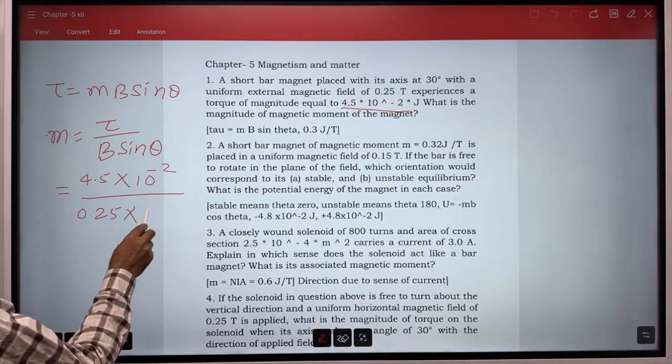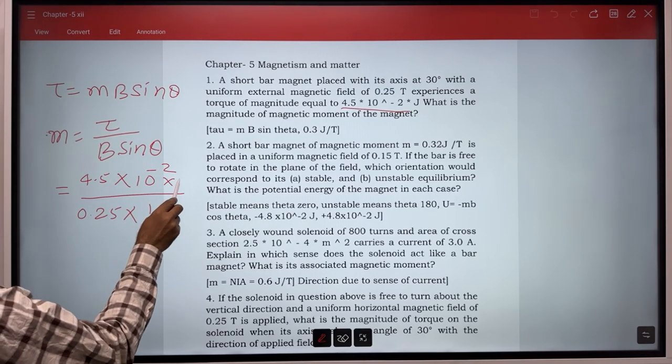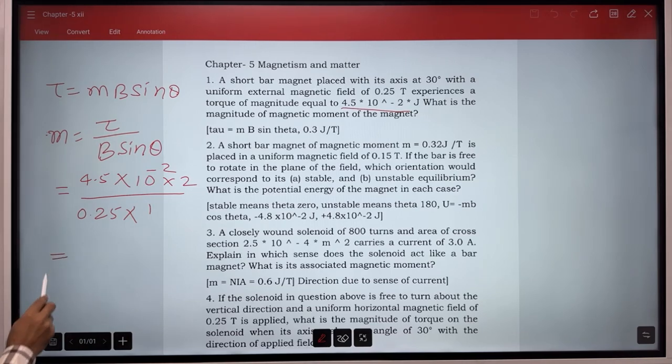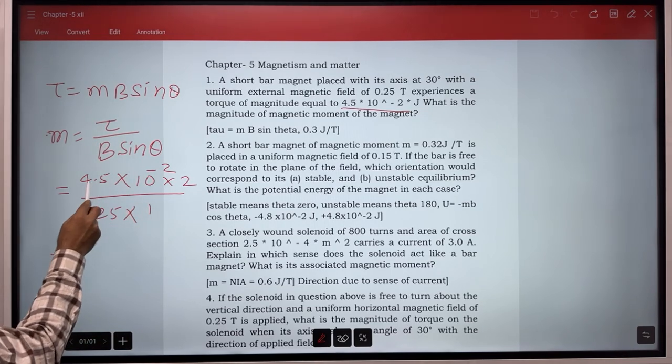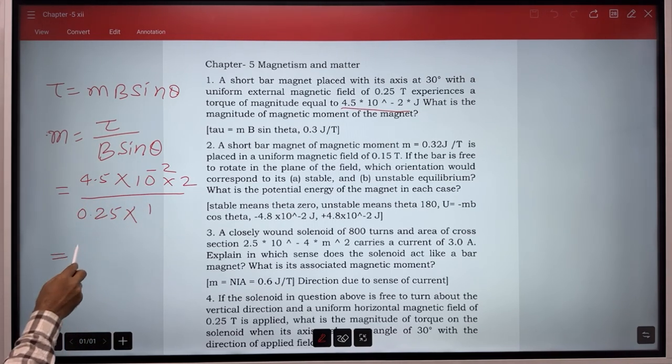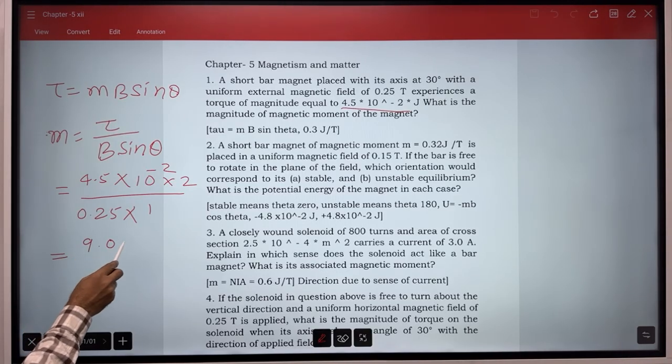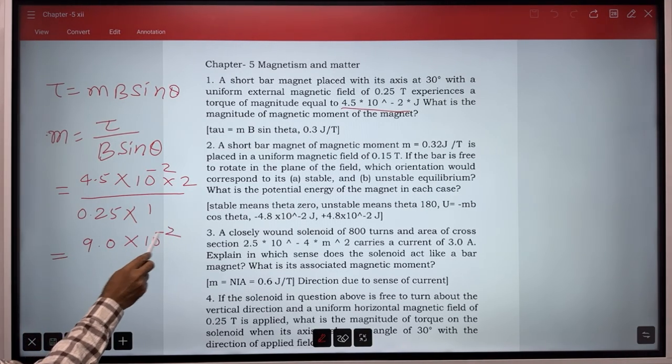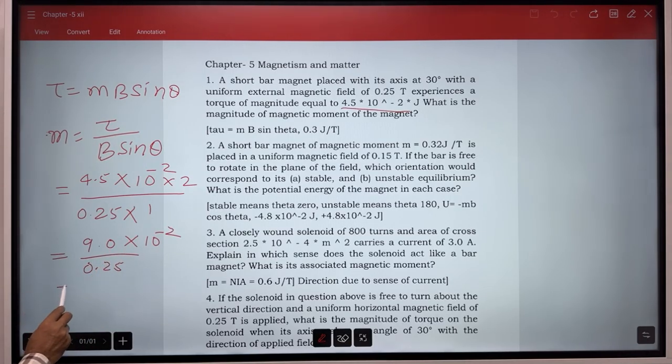Sine 30 is equal to how much? 1 by 2. So 1 here, 2 here. So further, we can write it 9 and then 9.0. So 9.0 into 10 to the power minus 2 divided by 0.25. So to have an equal number of decimal places, if we write, this will become 900 divided by 25 into 10 to the power minus 2. So this 4 times, this will become 36. So 36 into 10 power minus 2.